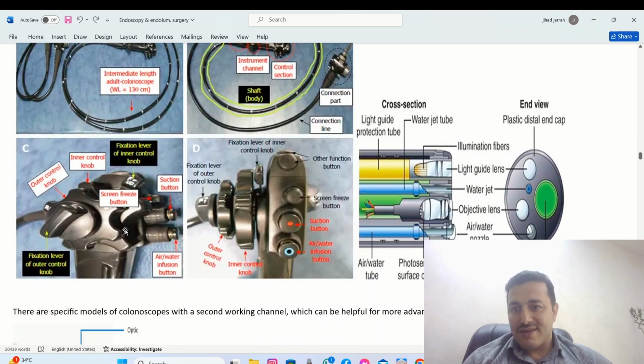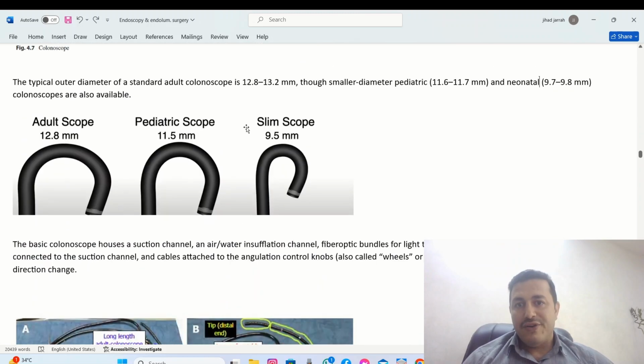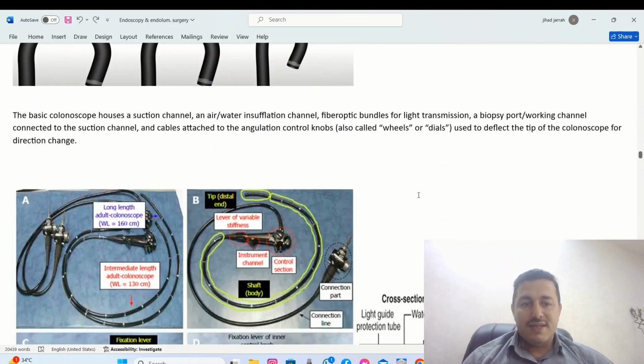Okay, fixation, just the fix, water, suction, nice one. Okay, this is how it looks like. If we look over here, this is what we see.